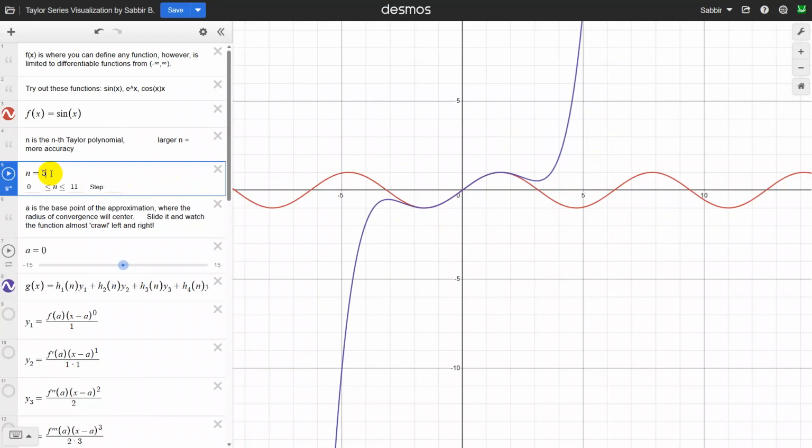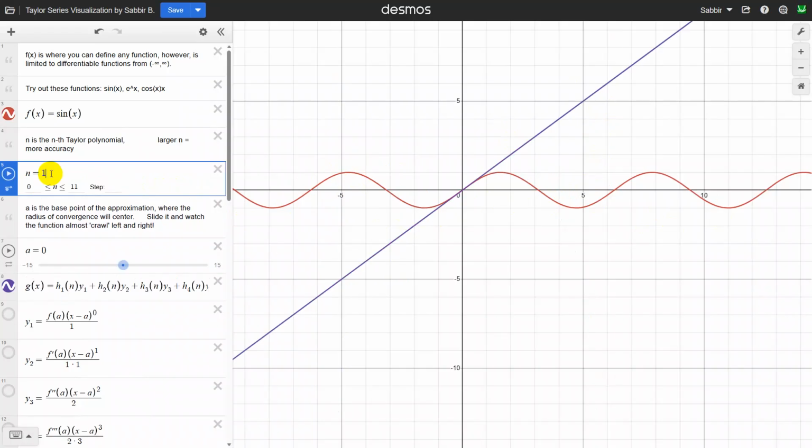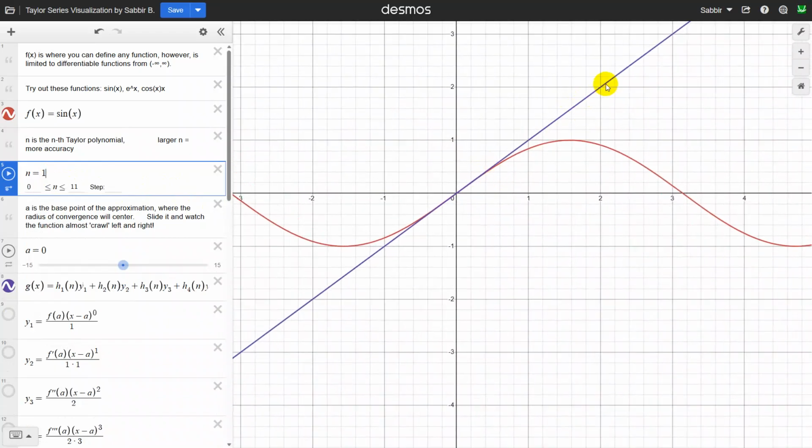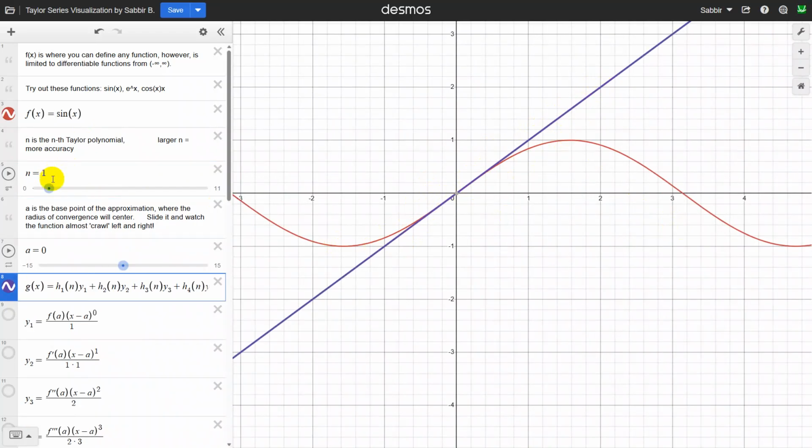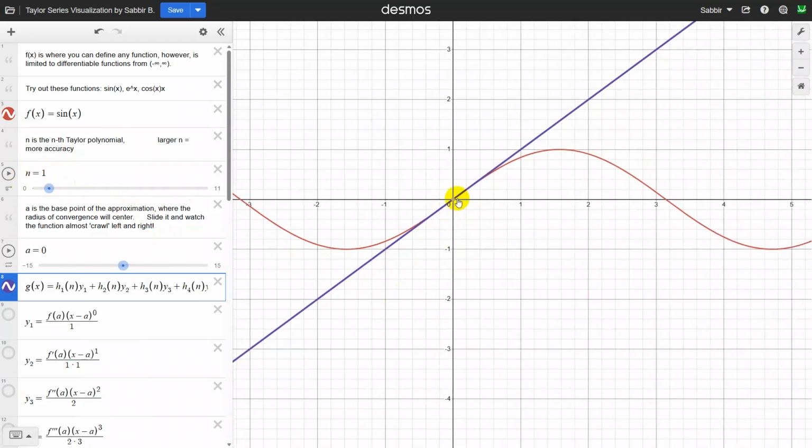Now if I set n is equal to 1, then what happens? Let's see. If I set n is equal to 1, then this purple line is mimicking this sine graph with a straight line, only with a straight line. So this is linearizing this thing. So basically, we will omit all of the higher order derivatives, and we'll collect only the derivative with n is equal to 1, and omit all of the higher order derivatives.